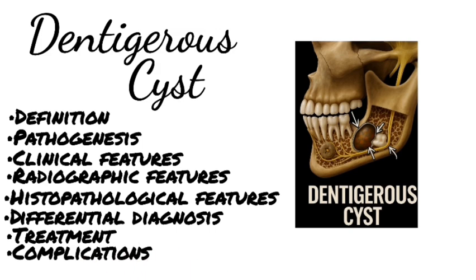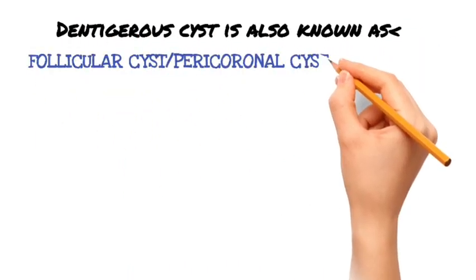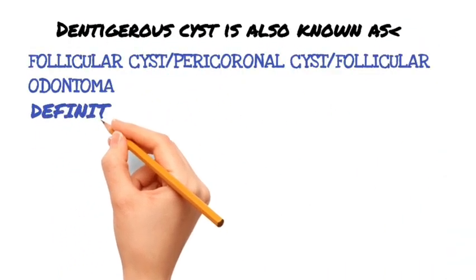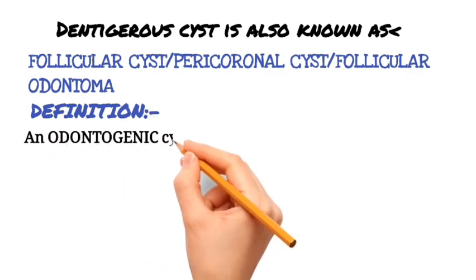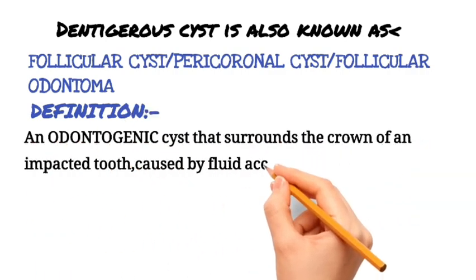In this diagram you can see that there is a cyst which is present over the crown of an impacted tooth. Now what is an impacted tooth? An impacted tooth is one which has not erupted into the oral cavity and is located in the jawbone. Now the dentigerous cyst is also known as follicular cyst, pericoronal cyst and also called follicular odontoma.